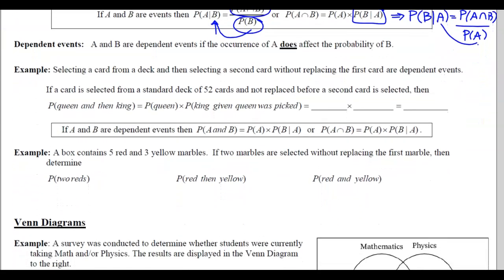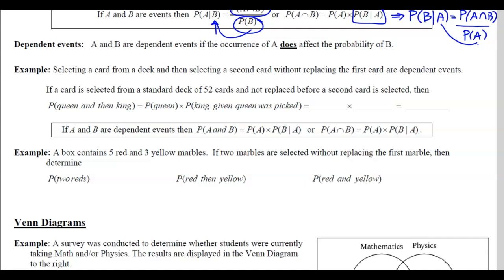Dependent events: A and B are dependent events if the occurrence of A does affect the probability of B. Here's an example. Selecting a card from a deck and then selecting a second card without replacing the first. Those are dependent events. If the card is not replaced before a second card is selected, what is the probability of getting a queen and then a king? I'm asking for the same probability, but now the actual situation has changed. We're not replacing that first card.